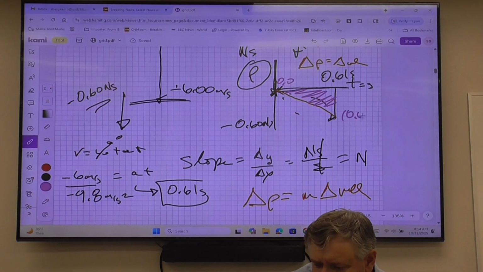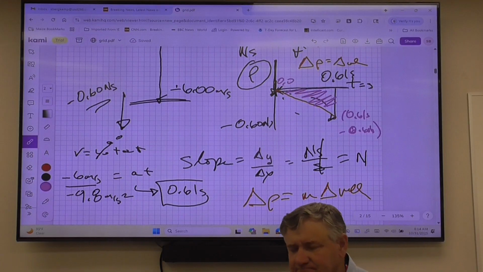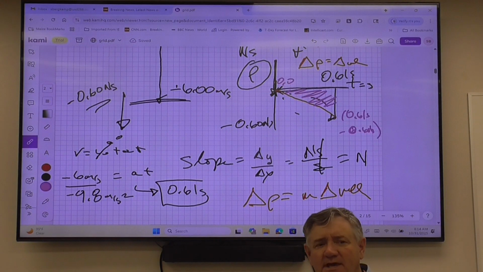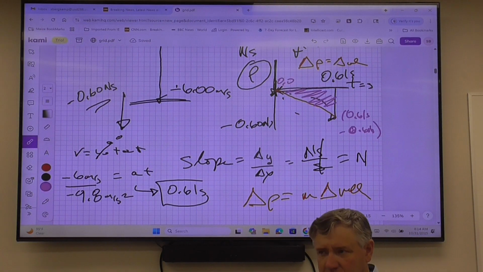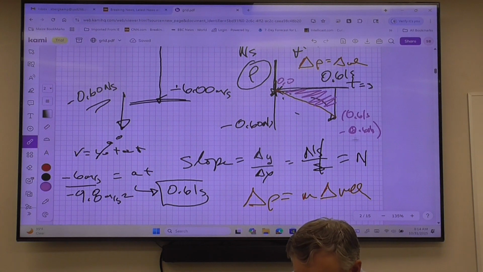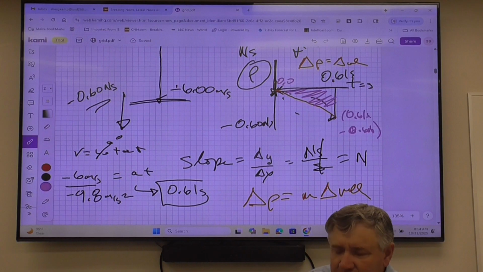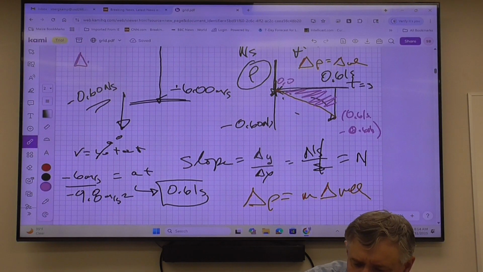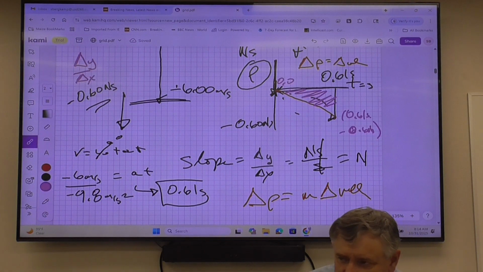Now, at this point, according to Dylan's oracle, we started at 0, 0, and we end up out here at 0.61 seconds and negative 0.6 Newton seconds, right? At this point, can we find the slope of the line? Yes. We got 0, 0, and 0.61 and negative 0.6. So we can find the slope of the line, because the slope is change in y over change in x, right?